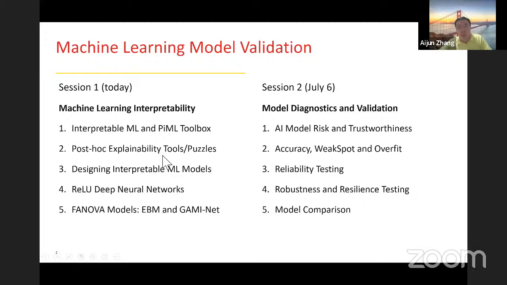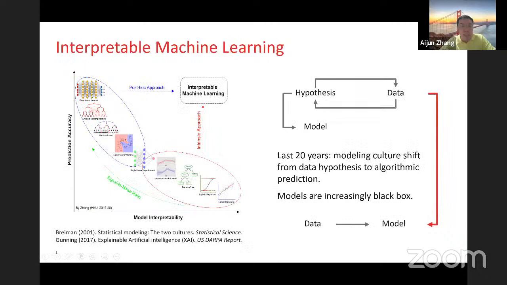After that, we will talk about the post-hoc explainability tools, which are very popular today. But unfortunately, many of those tools have limitations and are puzzling. After that, we will discuss how to design models which are inherently interpretable. And then we will give some examples for that purpose. Okay, so that's a quick agenda. So let me now talk about interpretable machine learning. I think many of us should already be familiar with this terminology. It is new, but it's actually not that new.